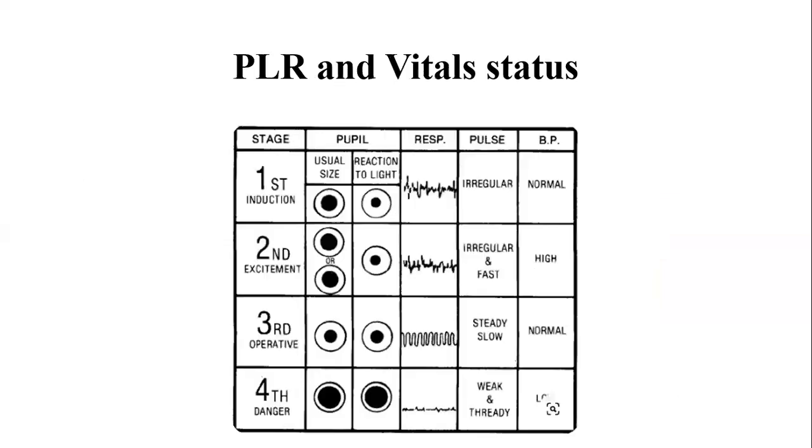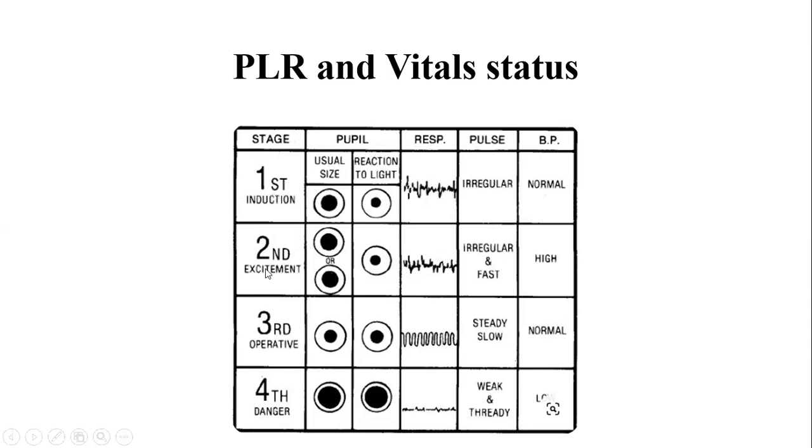So then, doctors, there are some vitals, or you can say some parameters, with the help of which we can decide the stage of anesthesia. These parameters include the pupillary light reflex, respiration rate and pattern, pulse rate and pattern, and blood pressure. In the first stage, the pupillary light reflex will be positive, respiration rate will be abnormal, meaning maybe higher or maybe lower, the pulse will be irregular, and the blood pressure will be normal. This is the status of all four parameters during the first stage.